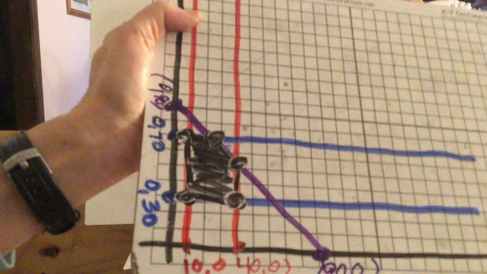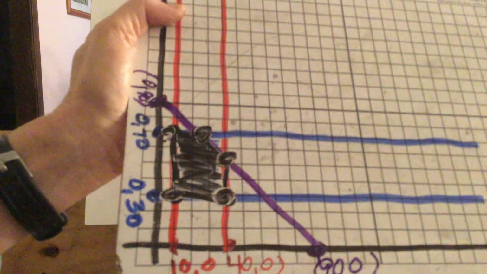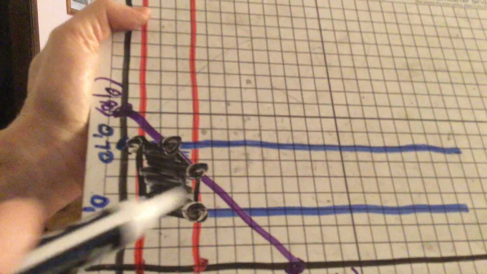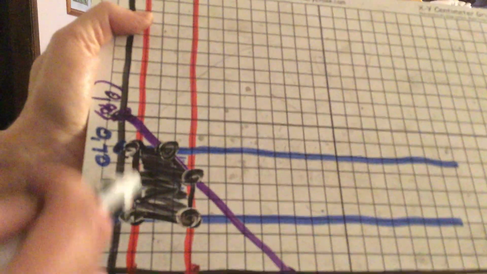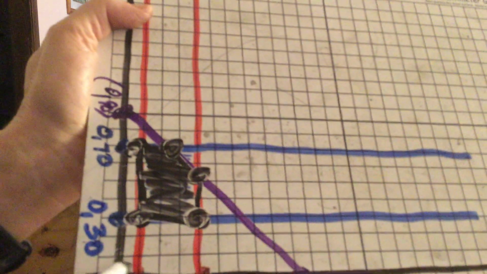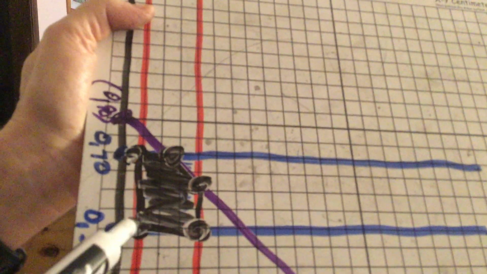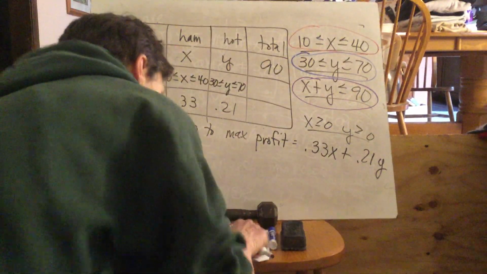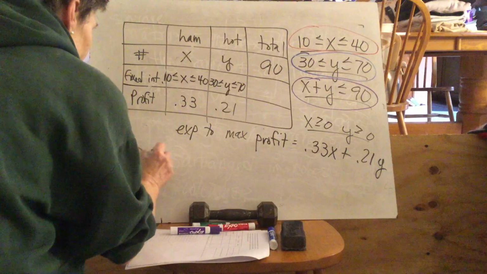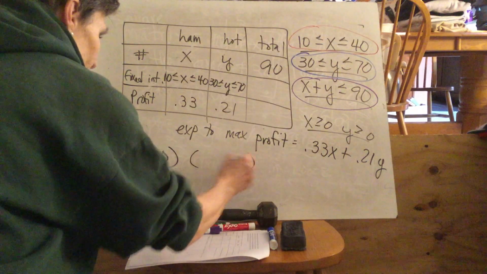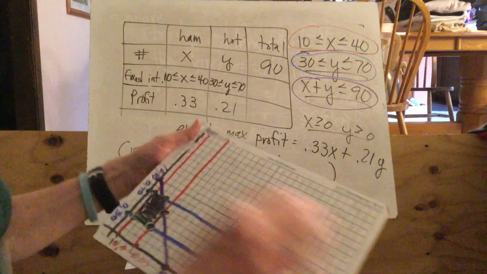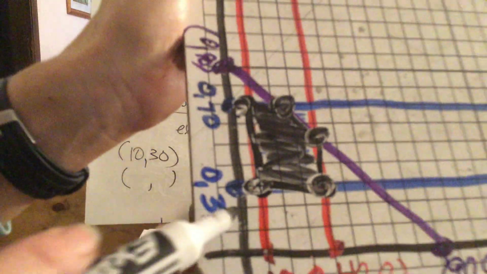Now this is where you absolutely have to stop panicking. Most of those points are so easy to identify. See this one right here? It is where the 30 line and the 10 line intersect. It is right here. So it's over 10, up 30. So that point right there is the point (10, 30). Okay, so I got that one taken care of.